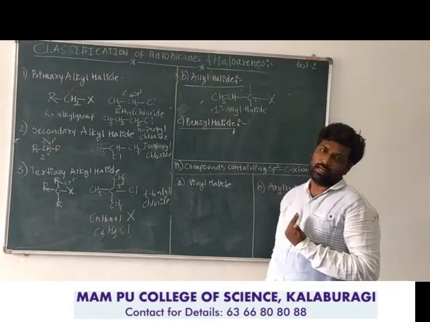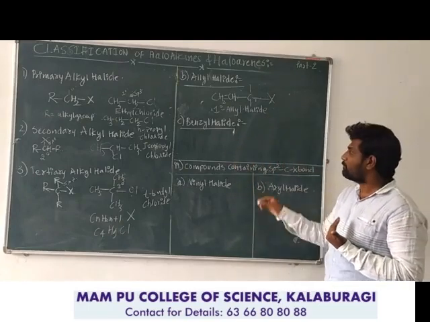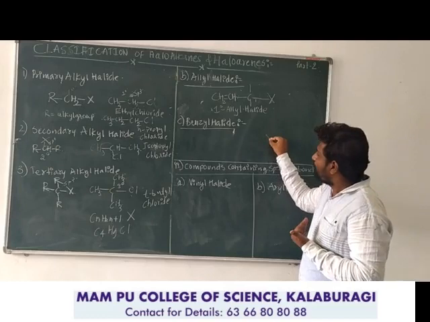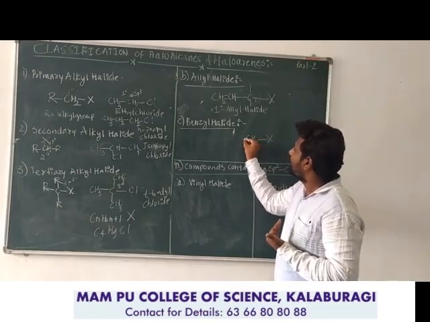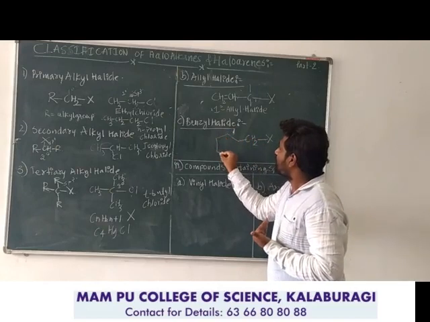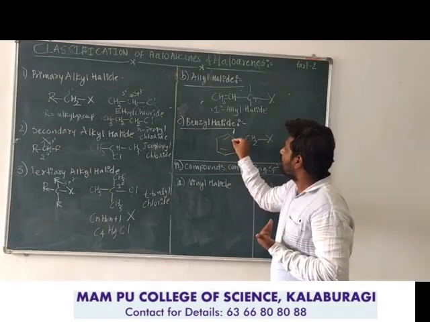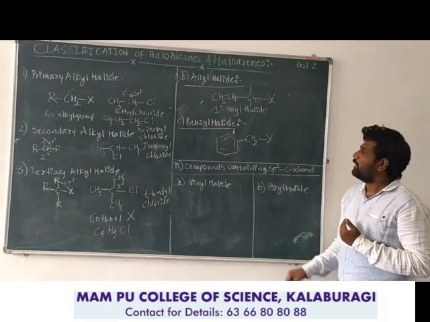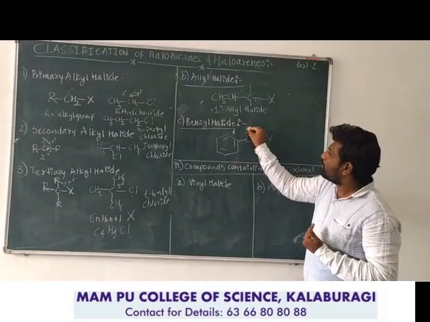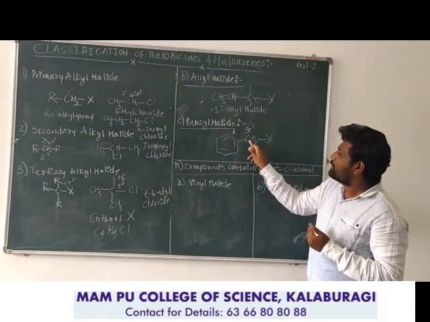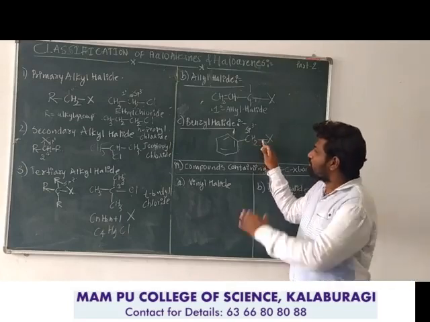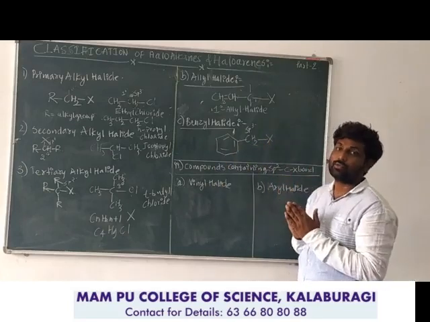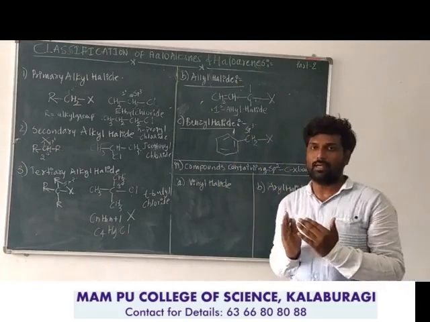Next is benzyl halide. Benzyl halides are the type of haloalkanes where the halogen is bonded to the sp3 hybridized carbon atom which is next to the benzene ring. Look at here. The halogen is bonded to the sp3 hybridized carbon. This carbon atom is singly bonded. Okay. And this singly bonded carbon atom is next to the benzene ring. So therefore, it is a benzyl halide.